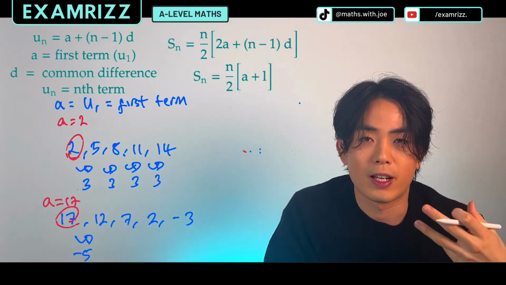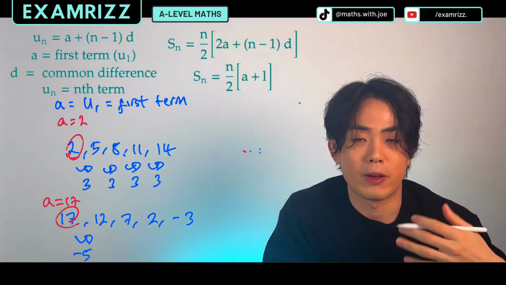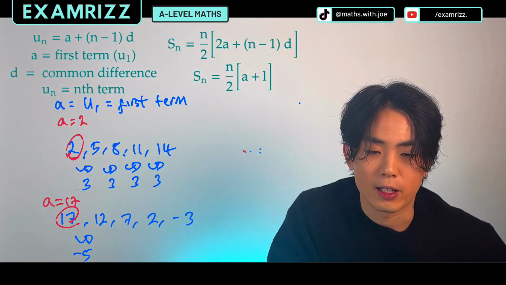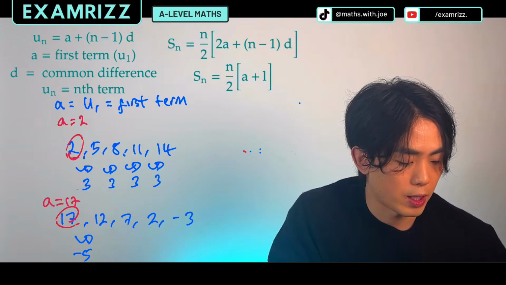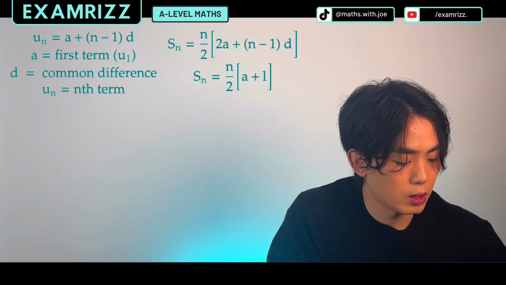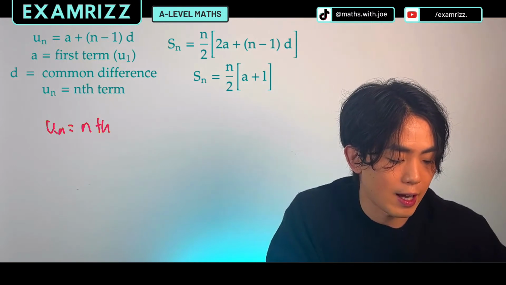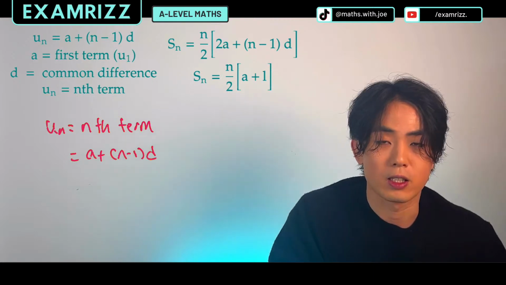If we know that, we can form a formula called the nth term formula. It's shown here, un, like this. And un just represents a way of finding the nth term of any arithmetic series, and that's just a plus n minus 1 d.